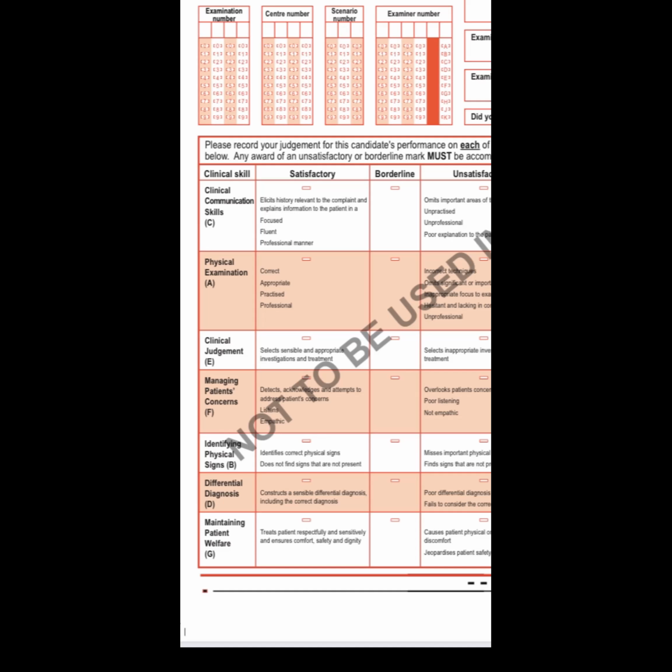Then we have skill D, which is differential diagnosis. Of course, you have to put a sensible list of differentials, and the most likely diagnosis should be on top of your differential diagnosis. And here there is a very important point I would like to mention. Whenever you mention any differential, never forget to mention relevant investigation to rule it in or out, and a relevant management plan for it. Let us assume that I have a patient with back pain. I mention that the most likely diagnosis is brucellosis, and then I put tuberculosis and trauma as differentials.